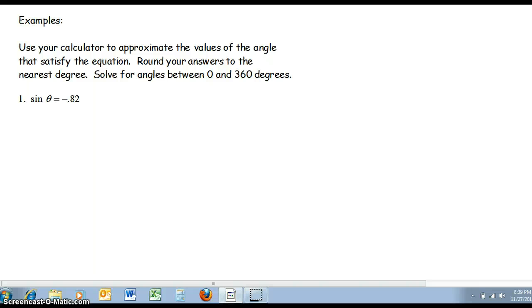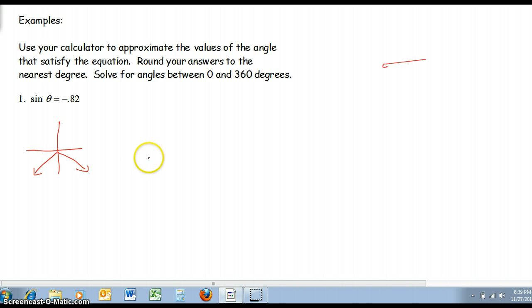Now I'm going to go ahead and start by drawing my x and y axis, and if the sign is negative, which quadrants is that going to be in? Well, we've been doing this already, so we know that it's going to be in the 3rd quadrant and it's going to be in the 4th quadrant.